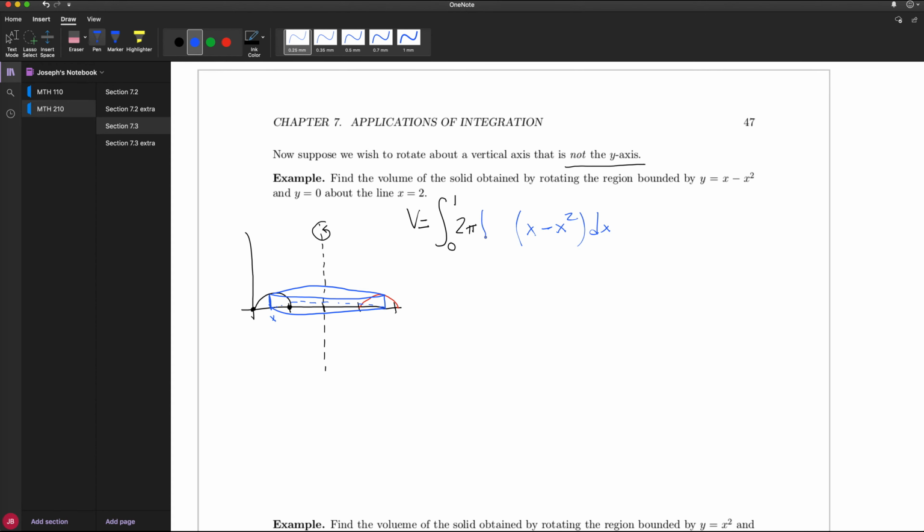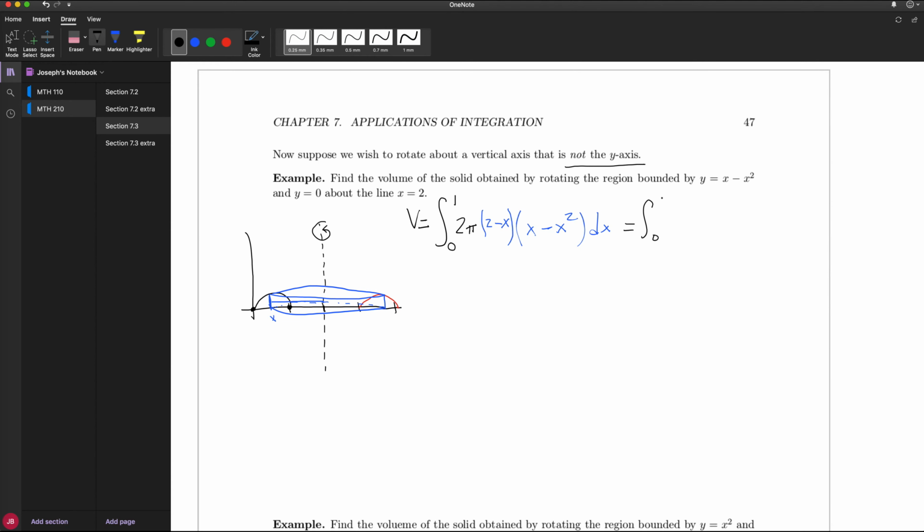Now, the radius is where things get interesting for these problems. So you'll notice this is my x value here. The radius is not x, right? I'm not spinning about the y-axis. This is my radius, right? And that just so happens to be 2 minus x. You'll notice as x gets bigger, my radius gets smaller. So there's a minus relationship going on here. Okay, so now that we got that sorted, it's just a matter of expanding here.